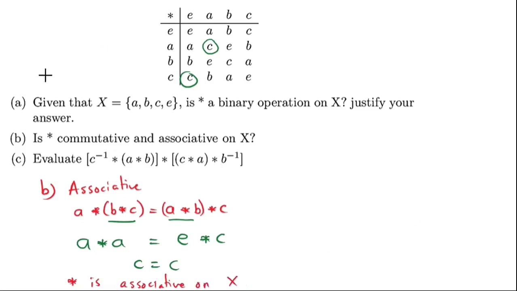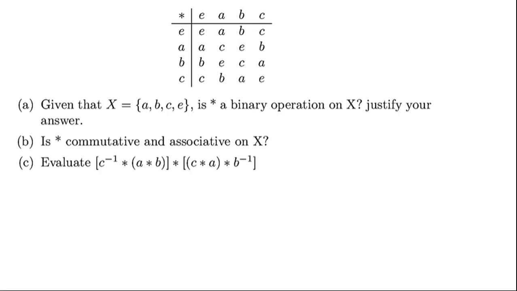Okay, so we're done. Let's go to part C. For part C, how do we evaluate this expression that we've been given? For this one, there are two things we have to look at. We'll look at the inverse, then also look at the identity element. So from our table, let's find the identity.